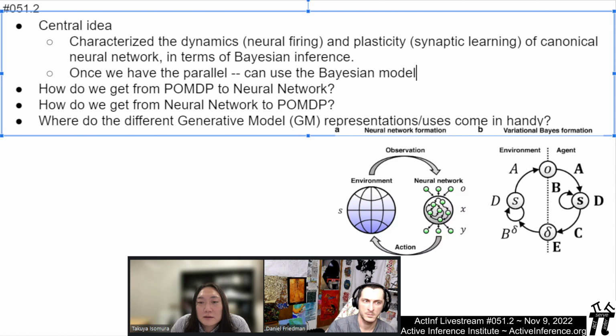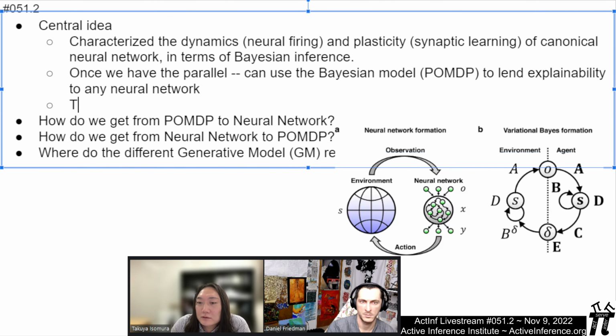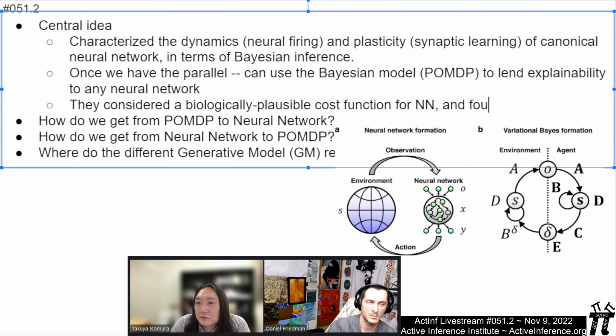And what we have done in this paper is that we consider a biologically plausible cost function for this particular canonical neural network and show the equivalence between that cost function and variational free energy and a particular partially observable Markov decision process model.